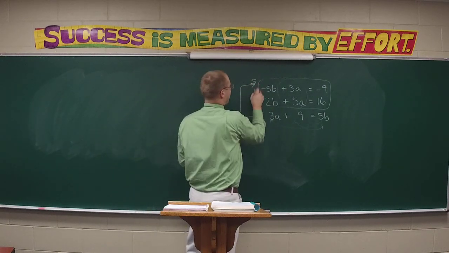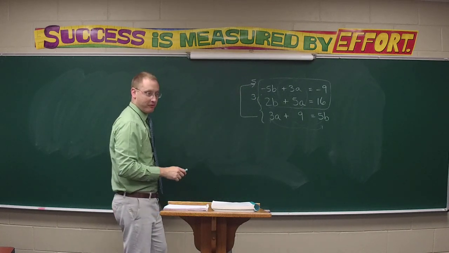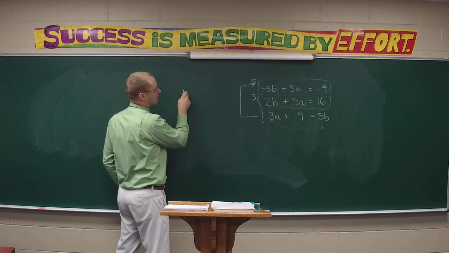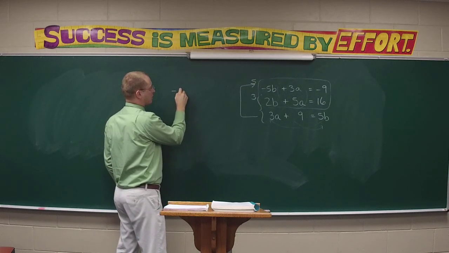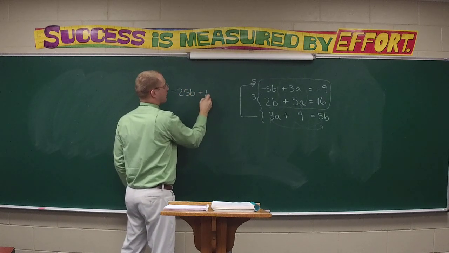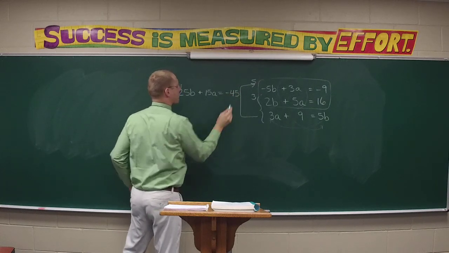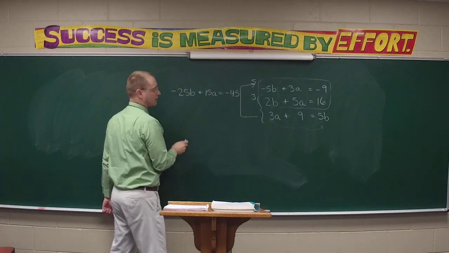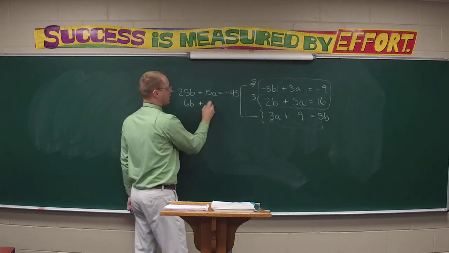You said multiply the top by 5, bottom by 3. What does my top equation become when I multiply by 5? Genesis? 25a plus 10b equals 80. All right, and then the bottom equation you said by a 3. 9a minus 15b equals -27.